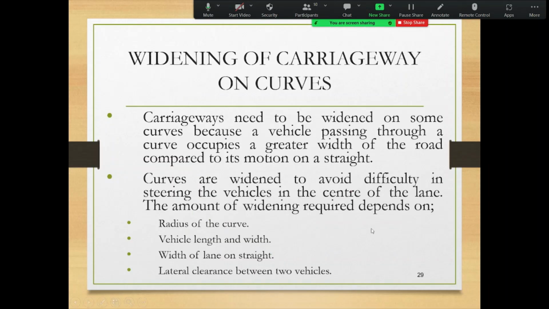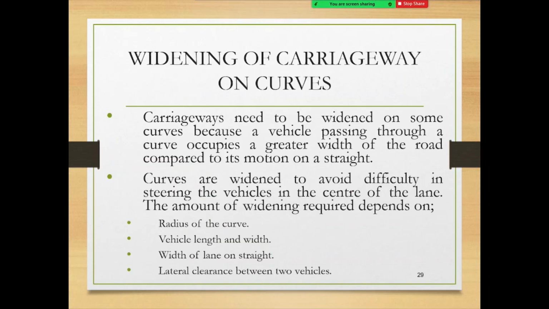So carriageways need to be widened on some curves because a vehicle passing through a curve occupies a greater width of the road compared to its motion on a straight. Curves are widened to avoid difficulty in steering the vehicle in the center of the lane. The amount of widening required depends on the radius of the curve, vehicle length and width, width of lane on straight, and lateral clearance between two vehicles.